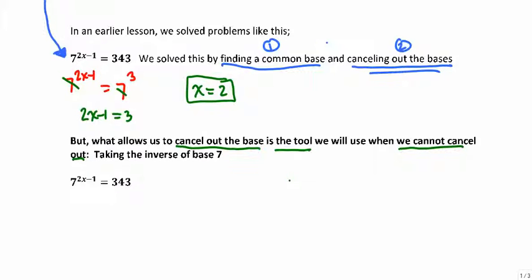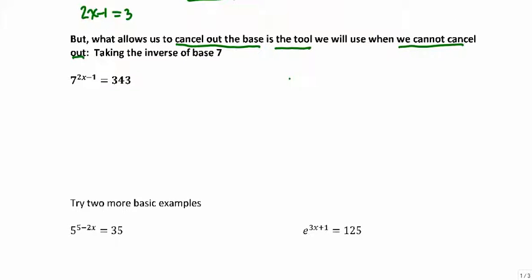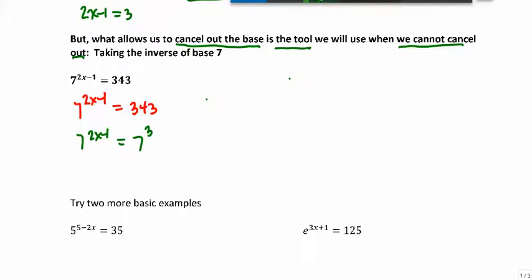So I'm going to go ahead and model what I want to talk about using the problem that we just did. So here's what we did so far. 7 to the 2x minus 1 equals 343. And let's just say I forgot that I needed to change this to a base 7 number. Or let's say I even did remember to change that as a base 7 number. What does it look like? So let's go ahead and say we remembered. So what is really allowing us to do that is the inverse of base 7. It says right here, inverse of base 7.